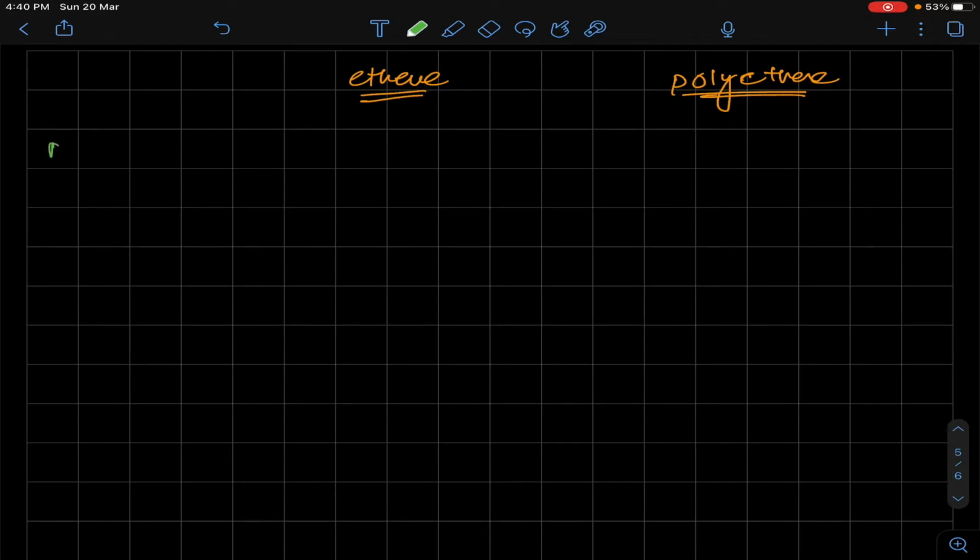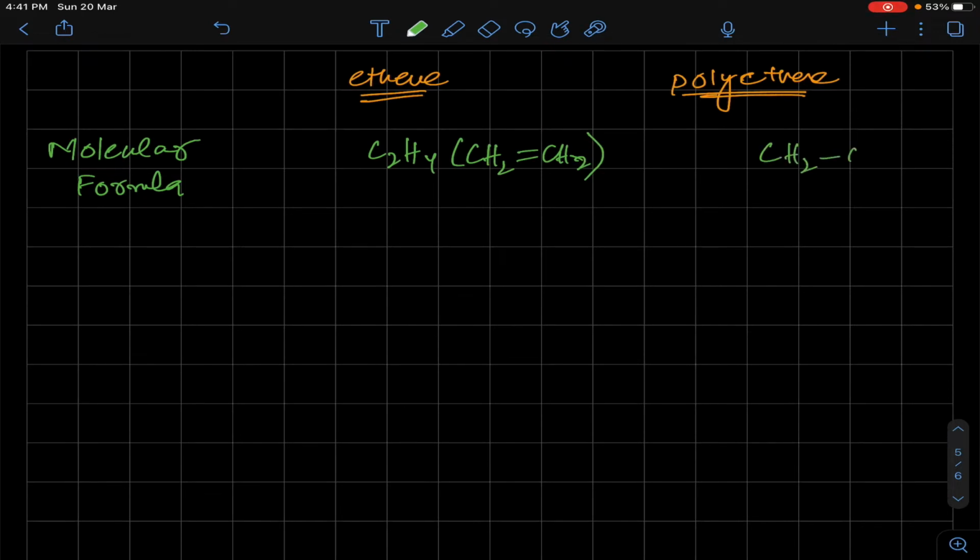So you must have a fair idea of how to compare these properties. First we will discuss the molecular formula of the polymer and the monomer. The molecular formula of ethene is C2H4. Everyone knew this, or you can write it as CH2 double bond CH2. In the case of polyethene, the double bond breaks, and now we have (CH2-CH2)n, where n is not fixed, right? And on both sides we have this bond. So this is the molecular formula of polyethene. So the molecular formula is different for both monomer and polymer.